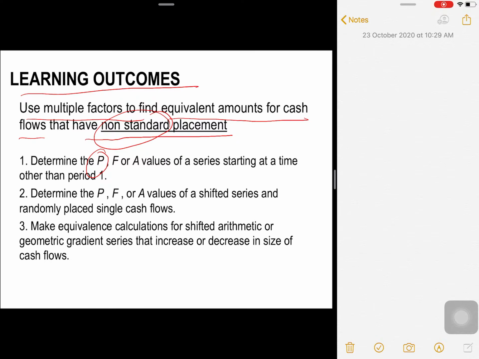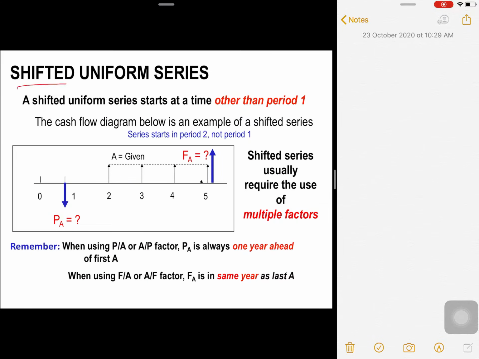First of all, we want to determine what the P, F, and A values are for a series starting at a time other than period 1. Number 2 is to determine the value of P, F, and A for a shifted series that is randomly placed in a single cash flow. And number 3 is to make equivalence calculations for shifted arithmetic and geometric gradient series that increase or decrease in size of cash flow.